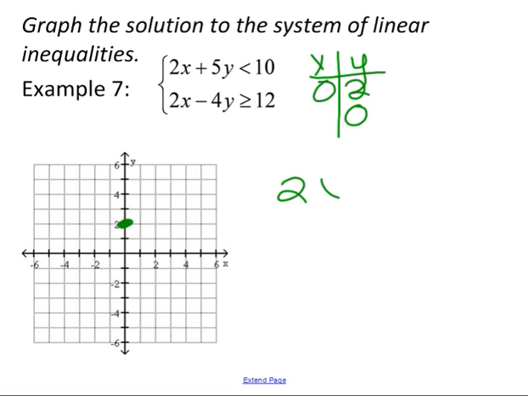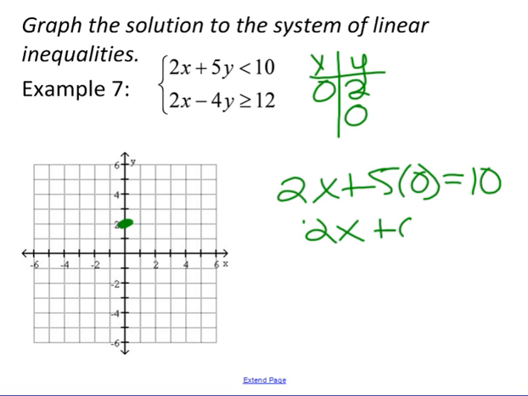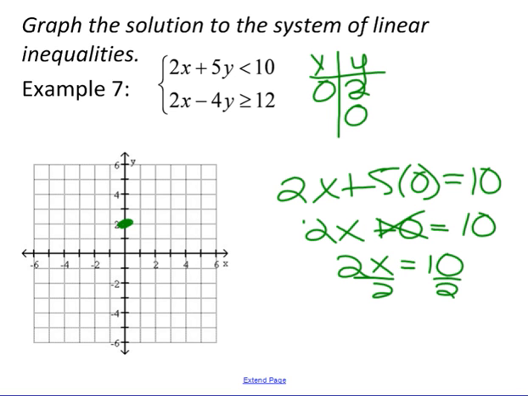I have 2x plus 5 times 0 is equal to 10. Simplify the left side and the right side. 5 times 0 is 0. We don't need the 0. I have 2x is equal to 10. Divide by 2, and you get x is equal to 5.